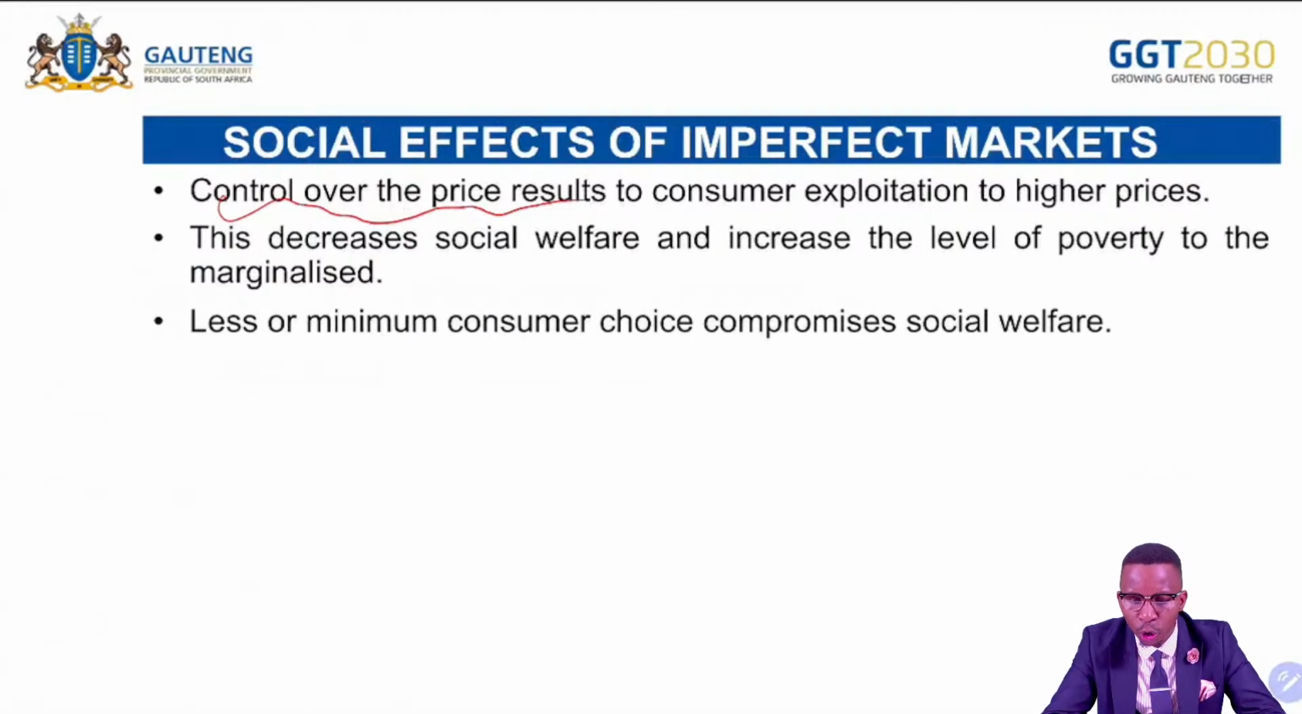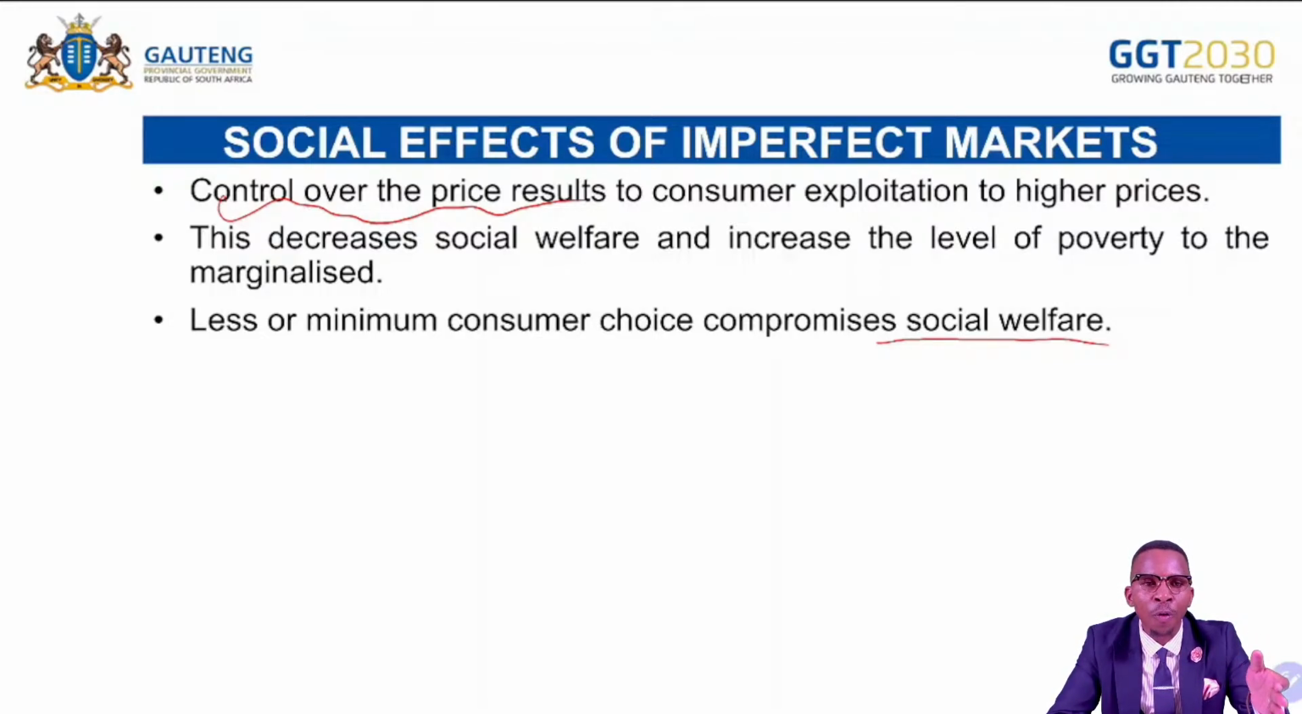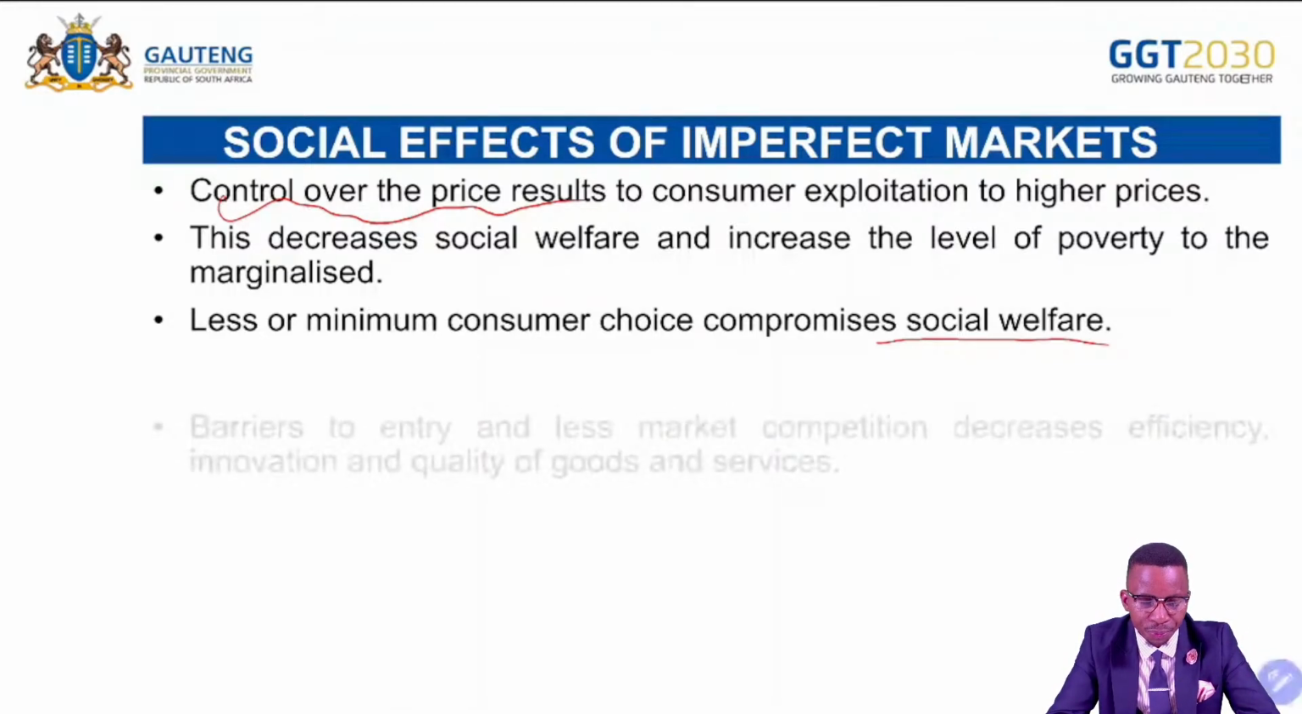Less or minimum consumer choice compromises social welfare. Consumers have a right to choose from a variety of goods and services within the market. So if less consumer choice is made available, that compromises their choice, their welfare, and their living standards. It compromises consumer choice because the monopoly is the only supplier of a unique product. If you cannot find the product supplied by the monopoly, you go without it because the product does not have any perfect substitute. That is bad. That compromises consumer welfare.